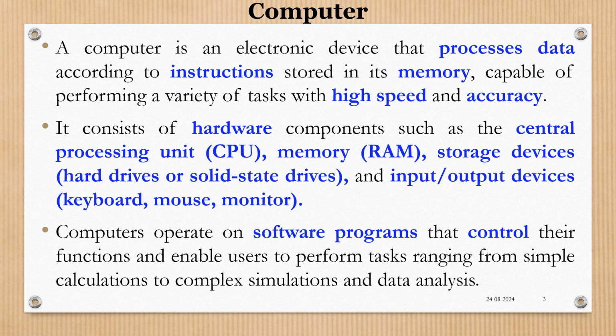In the hardware category we mainly discuss the central processing unit, memory, storage devices, input devices and output devices. Next, the computer operates on software programs that control its functions and enable users to perform tasks from very simple to complex instructions, and perform data analysis like high performance computing.